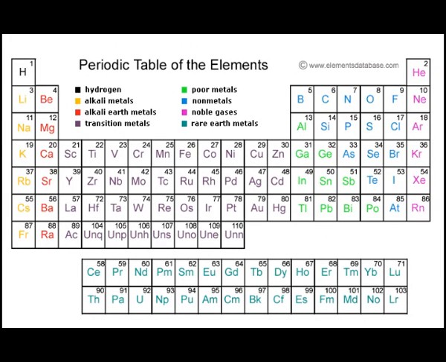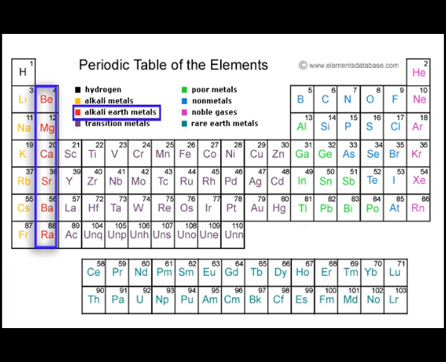The families or groups or columns on the periodic table have very common properties. They also have names that we've given them to group them together. The first column is called the alkali metals. Hydrogen is in this column also, but it is not an alkali metal. It's in this column because it has some properties that are similar to the alkali metals.